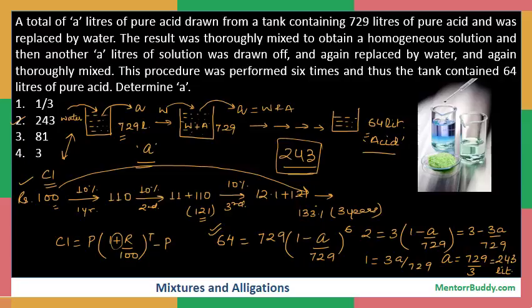Now this solution is much easier when we approach it in the compound interest manner. Otherwise, if I begin with 729 and try to do it manually, I will not be able to get the answer in an easier manner. I hope the method, the concept and the process are clear to all. Thank you.